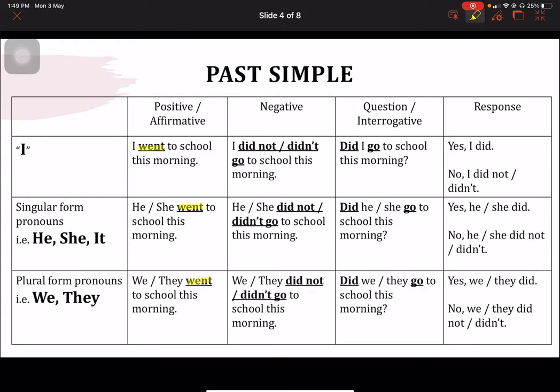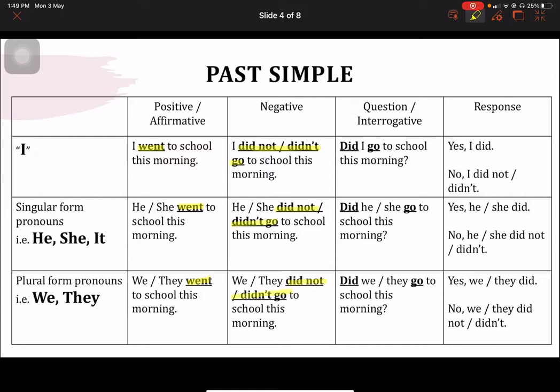So here, I went to school this morning. Whereas for singular form pronouns, we use he or she went to school this morning. Whereas for plural form pronouns, such as we and they, here is the sentence: we or they went to school this morning. And if you notice, for the past simple negative form also, the verb doesn't change.